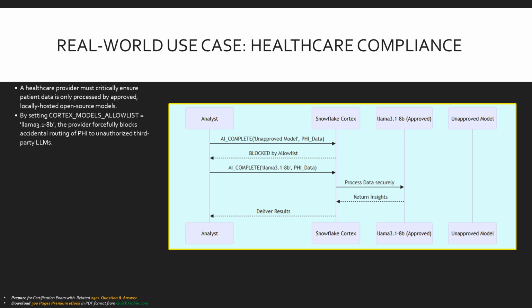The allow list acts as an automated compliance guardrail, ensuring no PHI leaks to unapproved endpoints. In this sequence diagram for our healthcare scenario, the analyst first attempts to send PHI data to an unapproved model. Snowflake Cortex instantly checks the allow list, sees the model is prohibited, and securely returns a blocked message. Correcting their code, the analyst then requests Llama 3.1-8B, which is the approved model listed securely on the allow list. Cortex allows this authorized request to pass, routing the data securely to the local model, processing the insights, and delivering the results safely back to the analyst. This proves exactly how the allow list physically prevents massive compliance breaches before they can even occur.